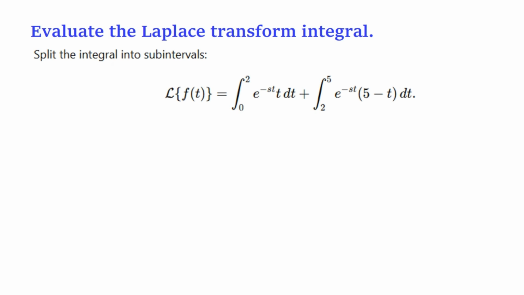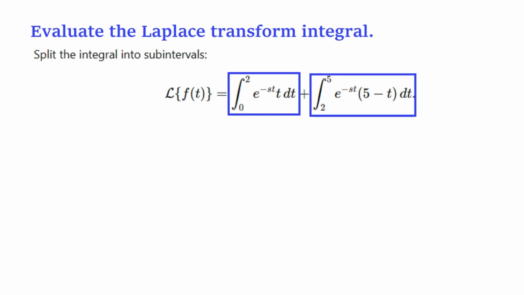We need one more step, and that step is to evaluate the Laplace transform integral. As you can see from the question, when t is from 0 to 2, f of t is t. So you can see here e to the minus st multiplied by t. Next is the second part, from 2 to 5, where the function is 5 minus t. We evaluate that integral as well. Of course, to evaluate these integrals, we need to integrate by parts. That is why you need to go back and revise how to integrate by parts. But without any doubt, these integrals are valid and something we can evaluate. That tells us that the Laplace transform indeed exists.